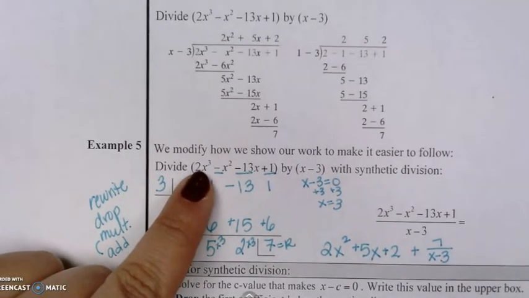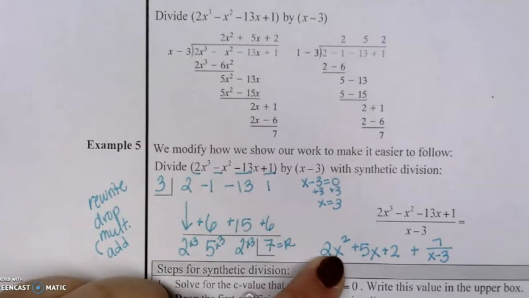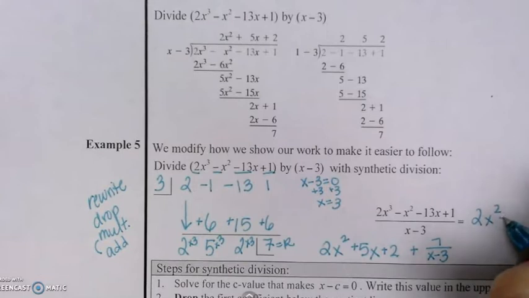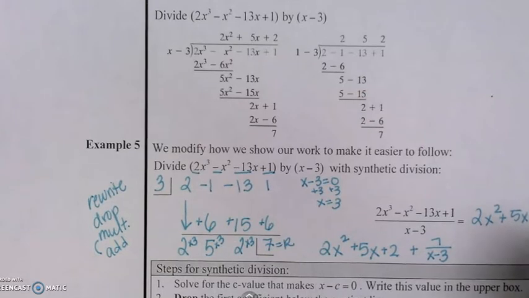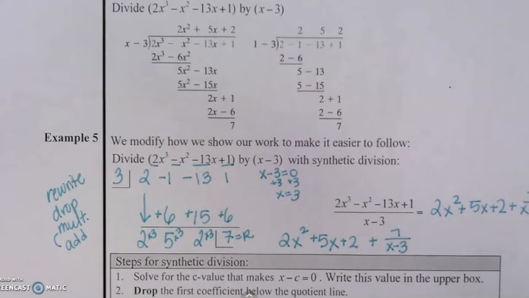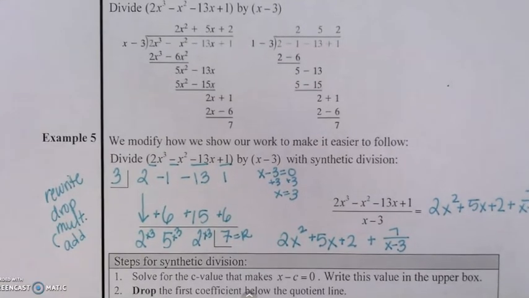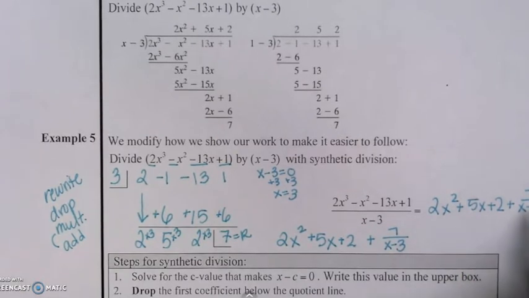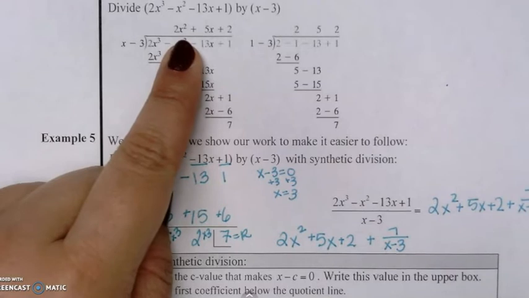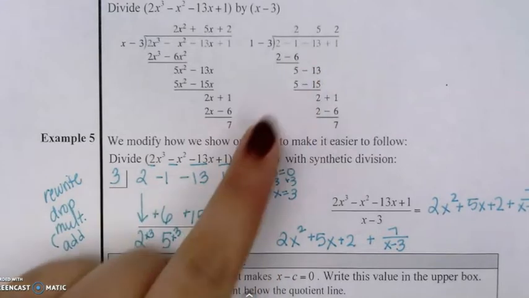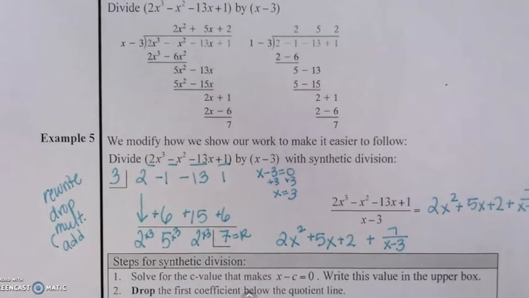So we started with a degree 3. Our quotient is degree 2. So we end up with our quotient 2x squared plus 5x plus 2 plus 7 over x minus 3. And that is our final answer. Okay, the steps are written here in the box, but we're going to look at another example. Notice this answer is the same as what we had from long division. If we use long division and just ignore the variables, that's where synthetic division comes from.